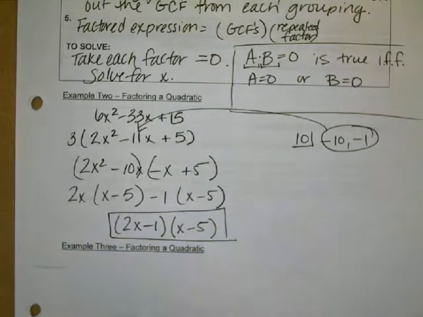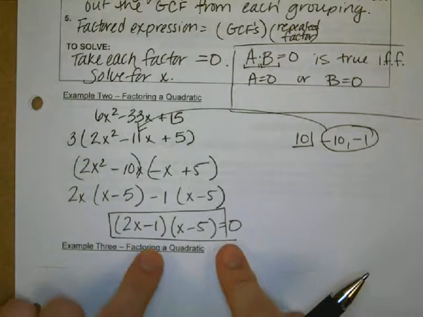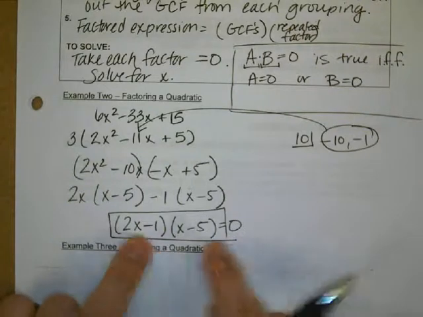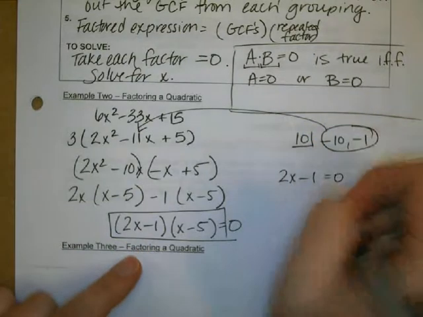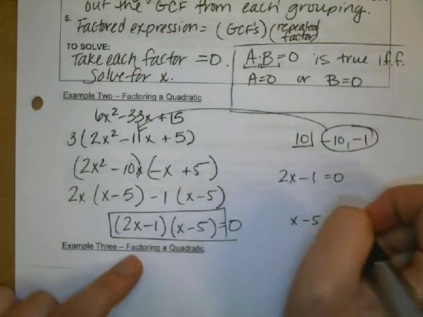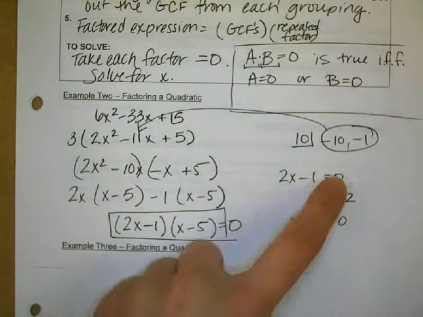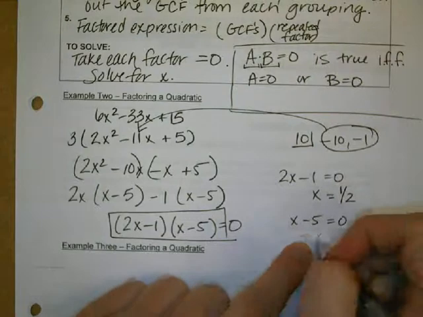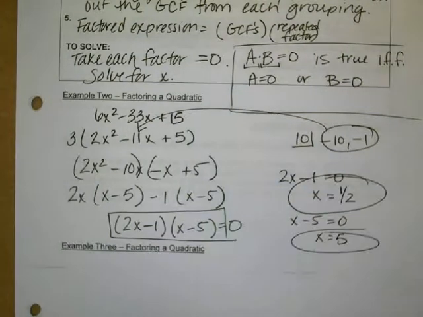Now let's say this is equal to 0. In order for us to solve this, because that's the point in factoring, to get to a place where we can solve, we're going to take each factor and set it equal to 0. Here we get x equals 1/2, because I would add 1 and then divide by 2. And then here I get x equals 5. So those end up being my two answers.